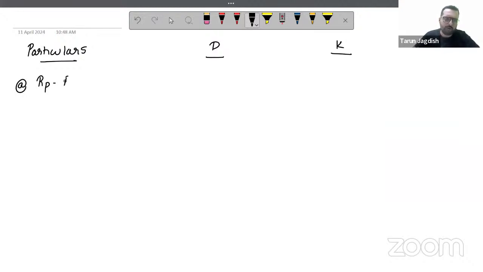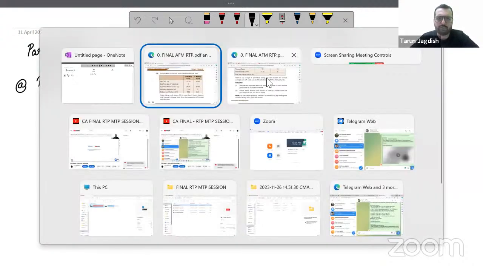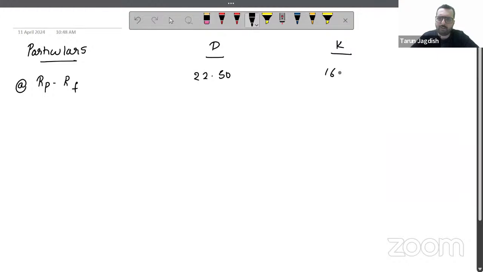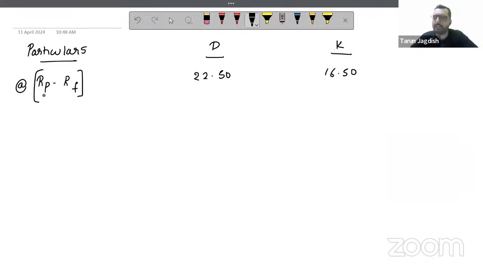Friends, we have found out RP minus RF. Am I right? How much was the RP minus RF that we got? We got 22.5 for the first one. And for the second one, we got 16.50. So RP minus RF is normally nothing but RM minus RF into beta. That's how you get the risk premium of the security.